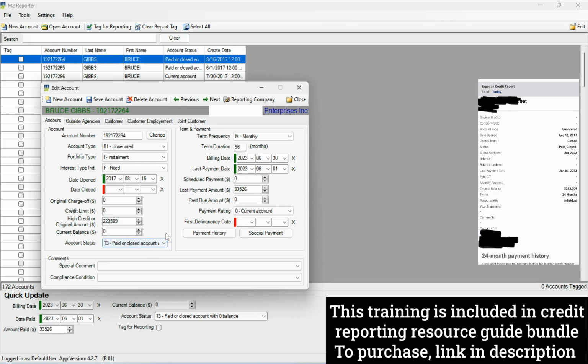Now, boom, everything is the same as I said: monthly term frequency, paying every month, boom, term duration, 96. All right. Billing date, when I have the bill due, to pay that every month. And the last payment date when I actually paid it. And then boom, this is the last amount that I paid to clear off this amount that was my loan. Boom, to go ahead and get it paid in full. And now, boom, the account status, boom.